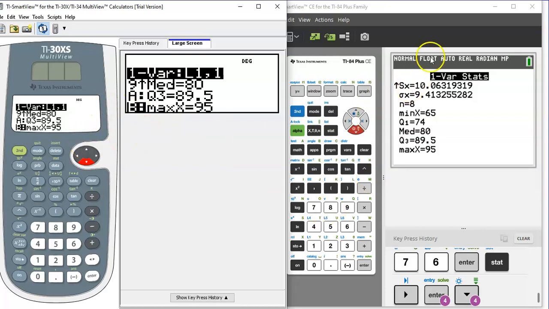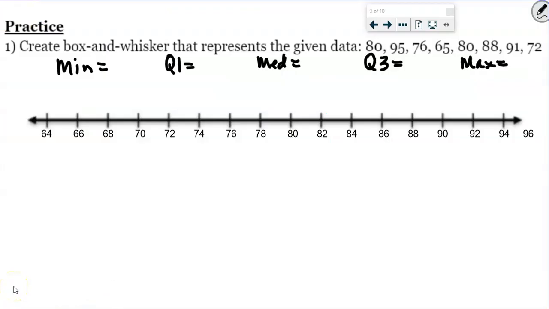So now we're going to pull these values, all right, from our calculator. So I went ahead and wrote those things. So we got 65 here. We got Q1 was 74. Our median was at 80. Our Q3 was at 89.5. And our max was at 95, okay?